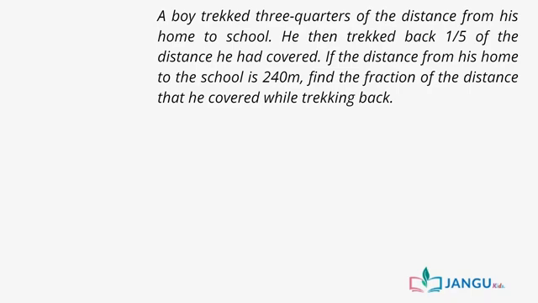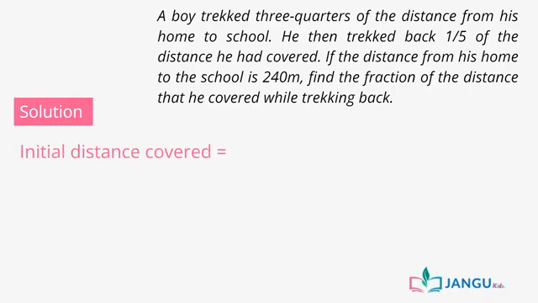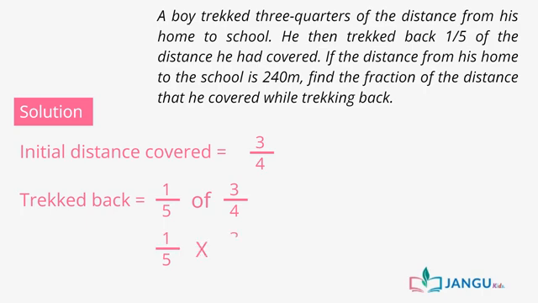Initial distance covered by the boy is 3/4, which is 3 over 4. He trekked back 1/5 of the distance he had covered, which is 1 over 5. Therefore, the fraction of the distance he covered while trekking back is 1 over 5 times 3 over 4, which is simply 3 over 20.